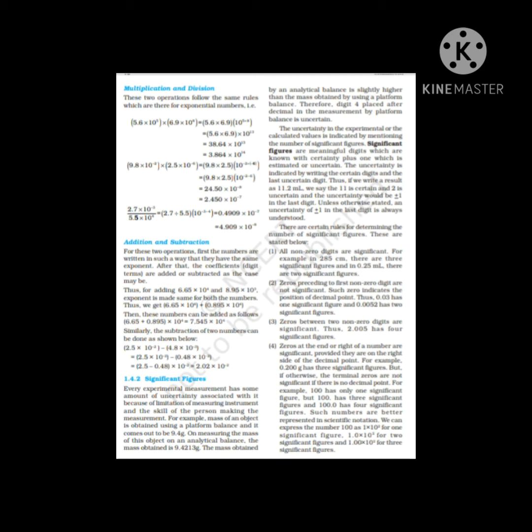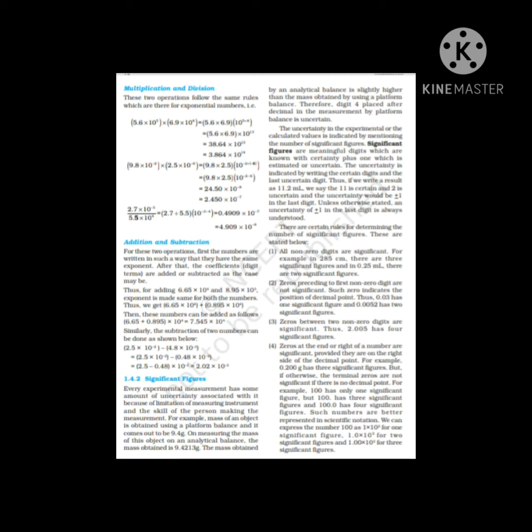Thus, if we write a result as 11.2 ml, we can say that 11 is certain and 2 is uncertain, and the uncertainty would be plus or minus 1 in the last digit unless otherwise stated.